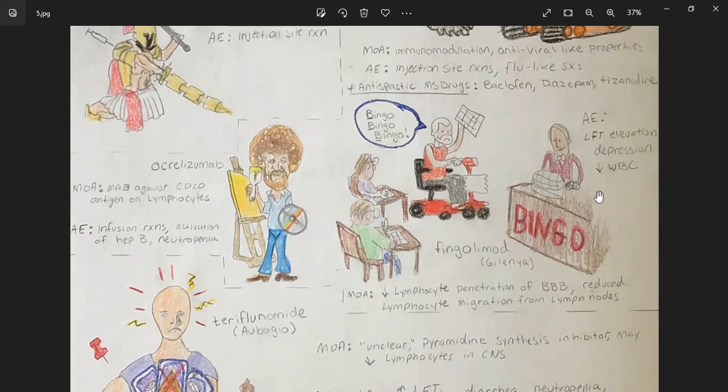Anyways, adverse effects are LFT elevation. So he is lifting his bingo card in the air, LFTs. Depression, even though he's got bingo, he's really sad. He's depressed. And then just decreased white blood cells.